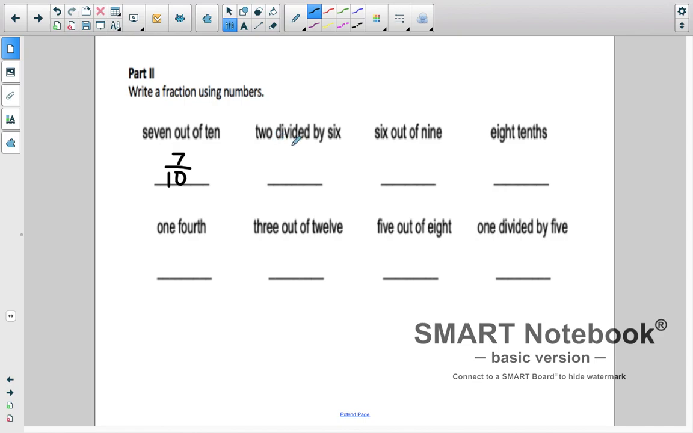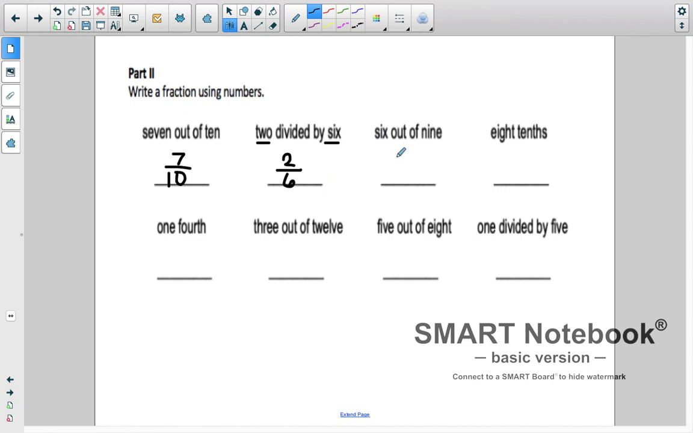It says 2 divided by 6. Now this might be tricky. We have two numbers, 2 and 6. Usually the first number is going to be what's on the top. So we're going to put the 2, and we're going to put that line. And this line is actually a division sign, if you think about it as a division sign. So it's 2 divided by 6.